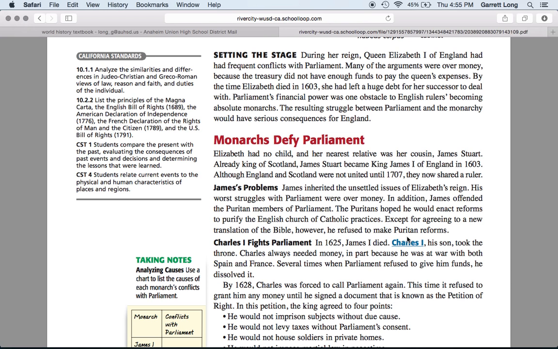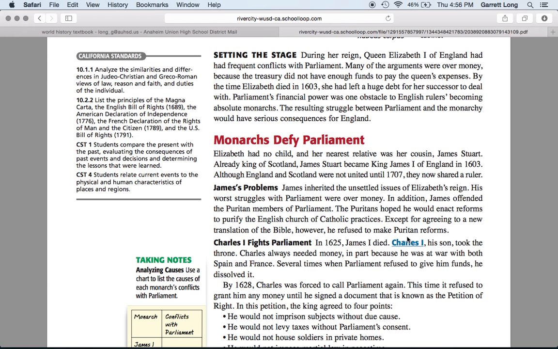Now, the Petition of Rights had four major parts to it. Number one, the king could not imprison subjects without due cause. Number two, he could not levy taxes without Parliament's consent. Now, if you levy something, once again, you are raising taxes, so he can't do that without getting permission from Parliament. He could not house soldiers in private homes, and he could not impose martial law during peacetime.